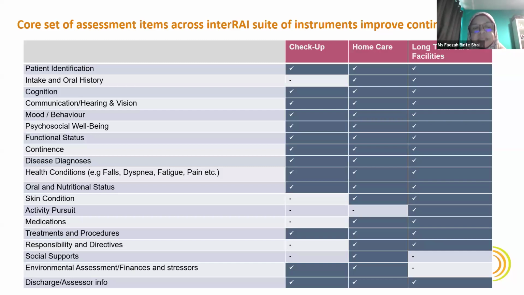Now, if you look at the different domains on my left, which is the patient identification and all that, these are standard domains within InterRAI, and some of these domains are available across all the settings. Therefore, how we have made it more feasible on the ground when we implement InterRAI is to support it with an IT enablement, so that if you move from one InterRAI tool to another, the items that are standard and available will be copied over into your new assessment.